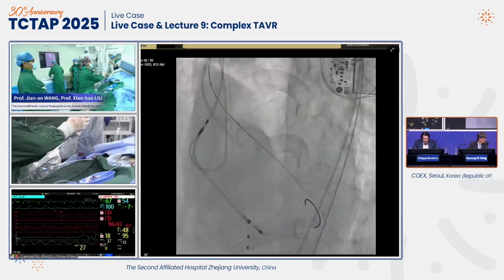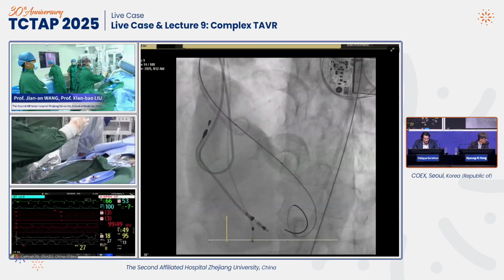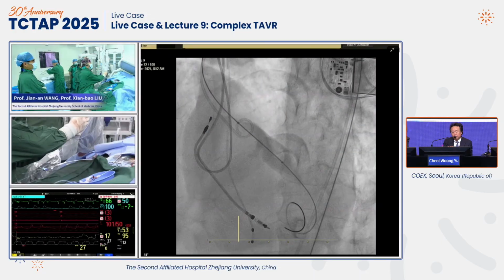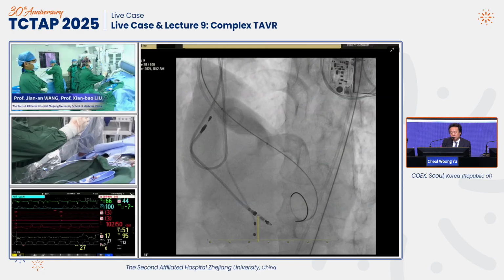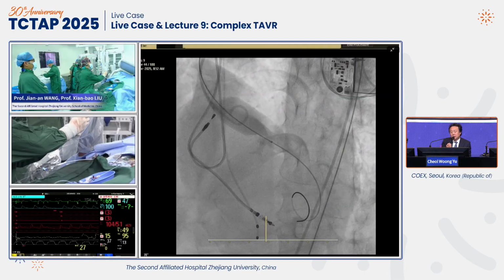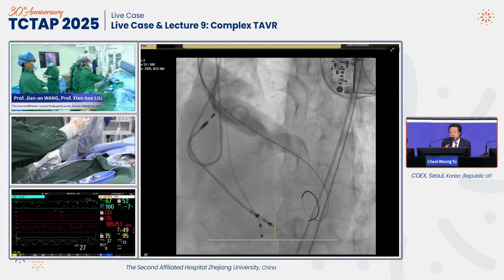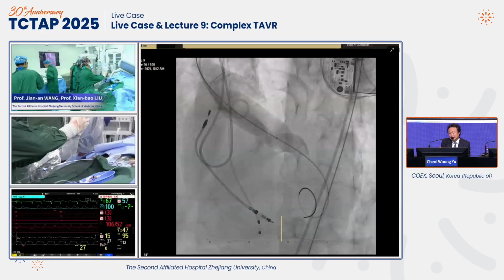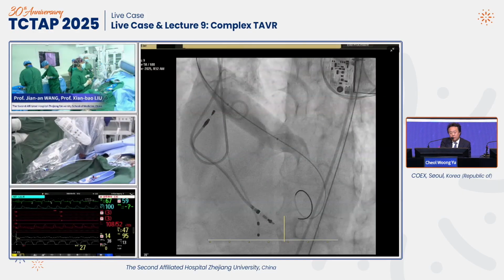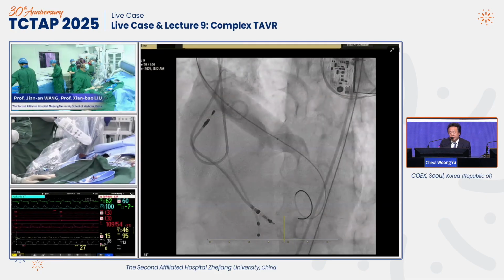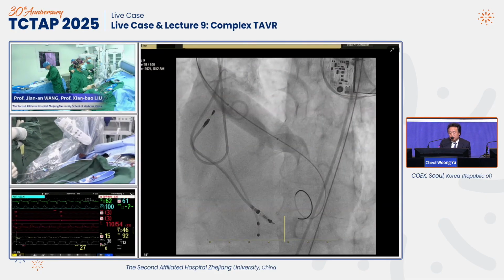I think that the balloon valvuloplasty, the suboptimal result, the end aortogram showed clearly, should inform us about sizing. But this result is suboptimal. So I recommend stable valvuloplasty during a second attempt.